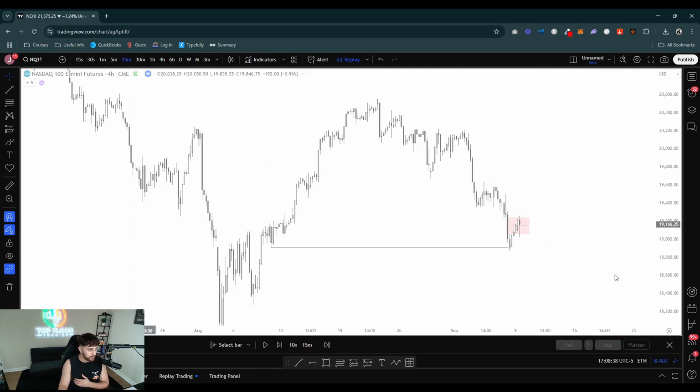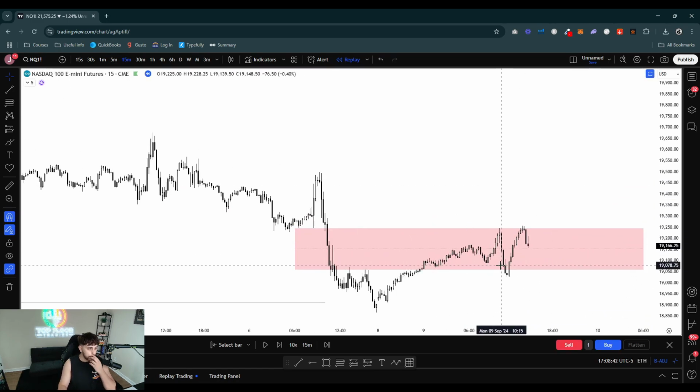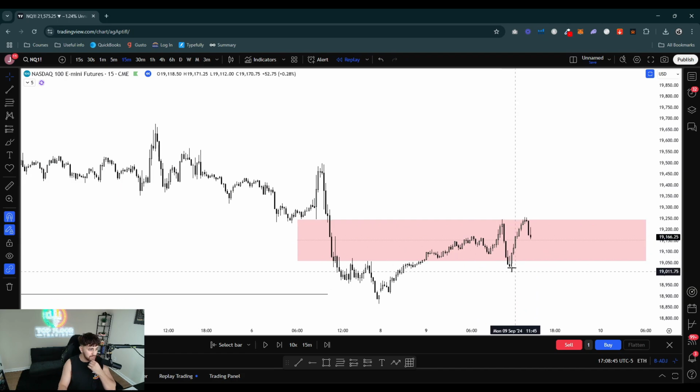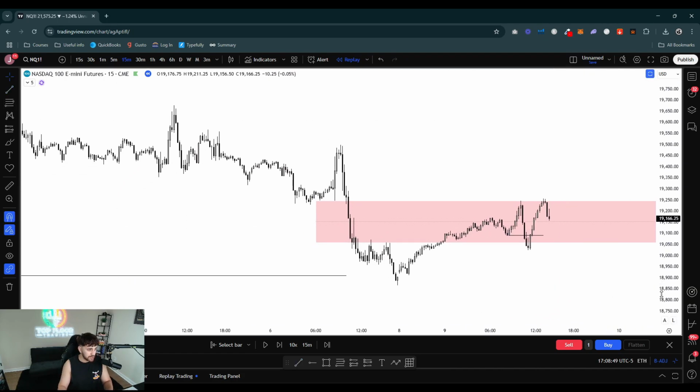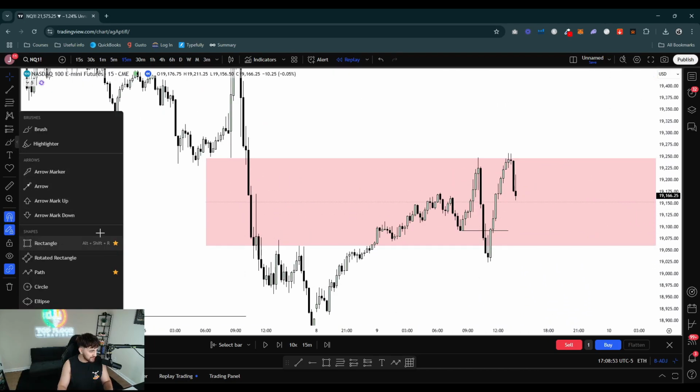So if we go to the 15-minute, we can try and find our flow state model, right? So right here on this day, we did have a nice drop lower, right? So we did have a change in state of delivery right here, okay? So let's even zoom in and let's start fractalizing the PD arrays, right?